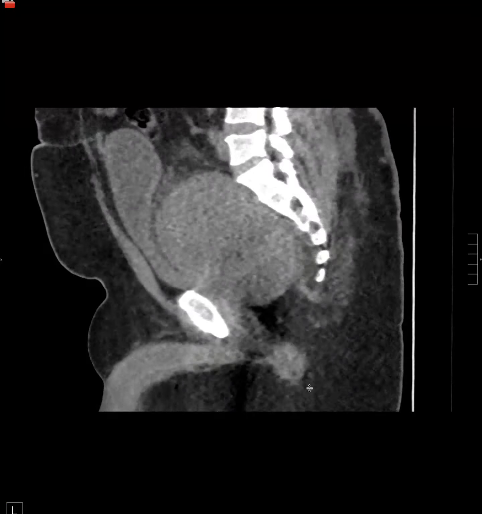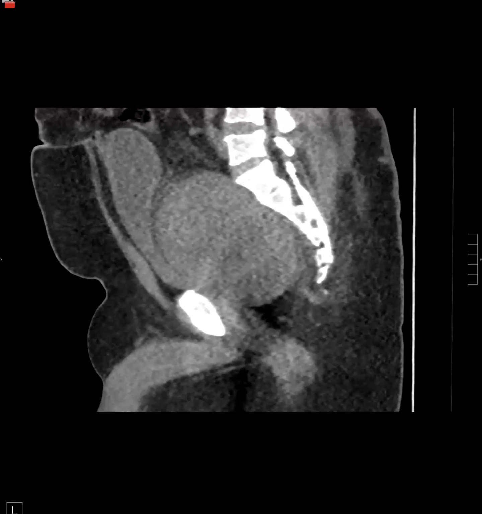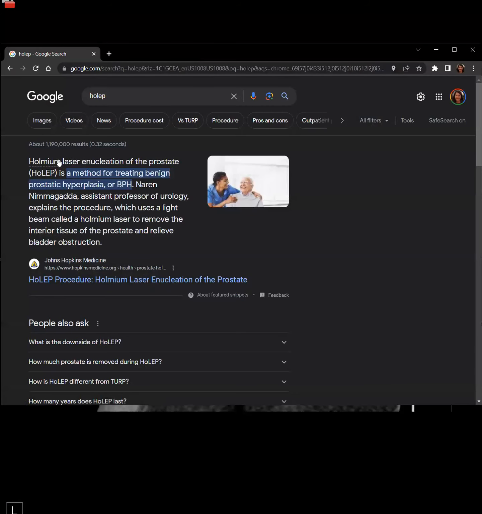And during the HoLEP, what? What's a HoLEP? Oh, it's like where they basically do a transurethral resection of the prostate. Okay, so it's like... Here, let me bring it up. Yeah, we do a lot of those here. HoLEP, holmium laser enucleation of the prostate. It's like a prostatectomy, transurethral version. Oh wow, cool. It's amazing, actually.